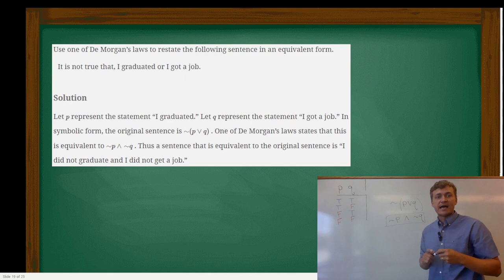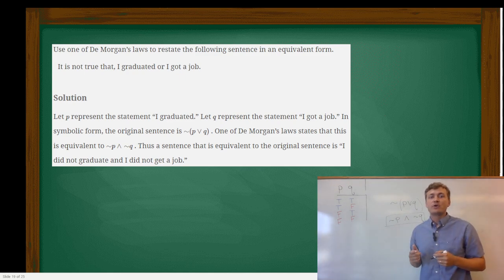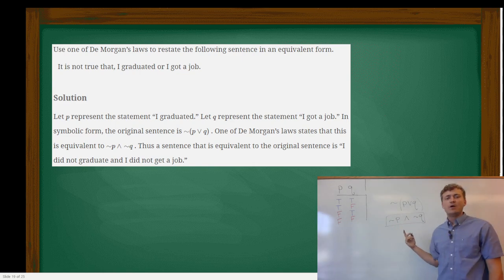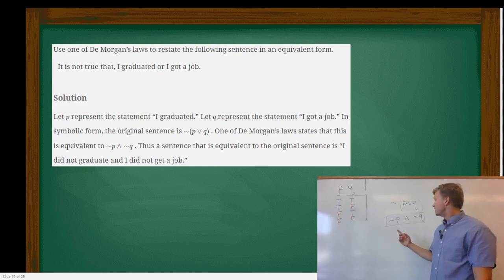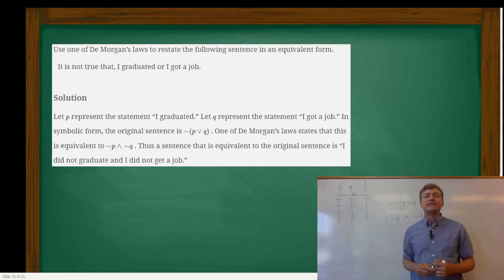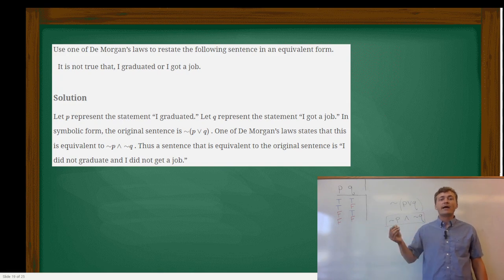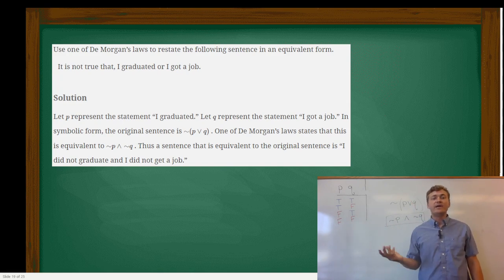So the question here is asking us, right, use one of De Morgan's laws to write the sentence in an equivalent form. And that's how we want to write it. We want to separate it into two sentences where the and connective is in the middle. So what is not P? Well, look at the sentence. I graduated is P, meaning that I did not graduate would be not P. Well, look at Q. Q is I got a job, right? It's the second sentence. Or I got a job or Q. So let Q be I got a job.